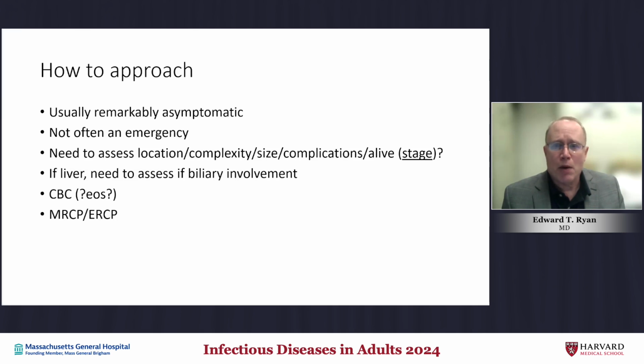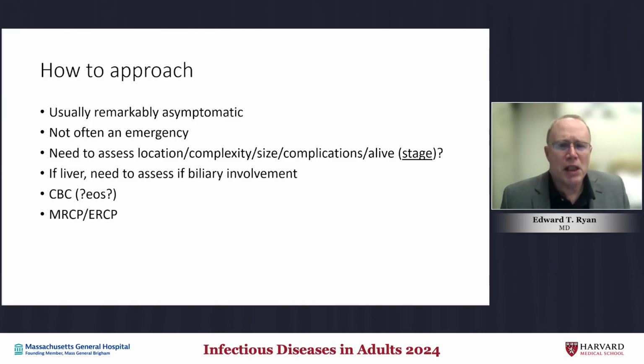What you want to do is stage the person or characterize their status. And that depends on the location, the complexity of the cyst, their size. If there are any complications, is it leaking? Is it right at a border where it's going to leak? Is it attached to the biliary system and they're getting biliary involvement, et cetera? If it is in the liver, we usually do an ERCP or an MRCP because we want to figure out if there's biliary involvement, because that'll change what you might want to do.